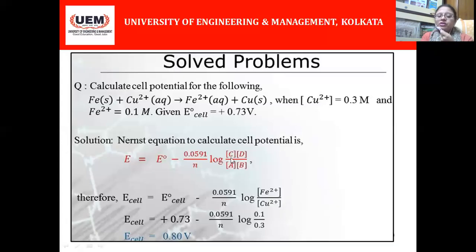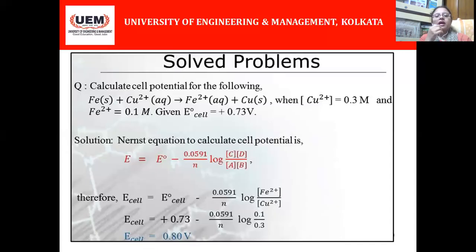Now in case of reaction quotient measurement, the concentration of the solid part will be taken as 1. So here concentration of iron 2 plus into concentration of copper, as it is solid, it is taken as 1. In the same way, concentration of copper 2 plus over here, and you have to take concentration of iron, but as it is solid, you have to put 1 over here. So the remaining term is log of concentration of Fe2 plus divided by concentration of copper 2 plus, right? And the concentrations of Fe2 plus and copper 2 plus are already given. If you put the values, you can easily calculate E cell. It is coming as 0.80 volt.